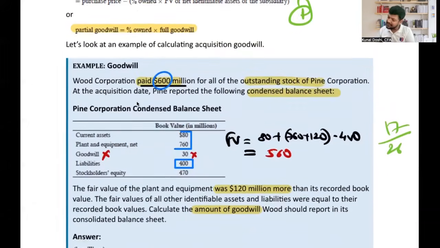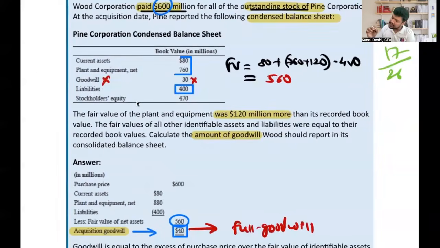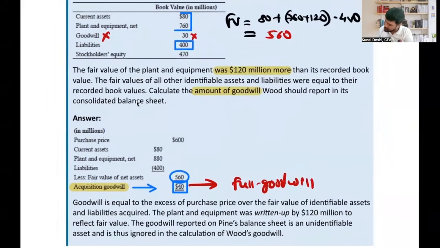So whatever is the purchase price that you paid, for example, Wood Corporation paid 600 million for all of the outstanding stock. So that is the total value, right? Minus the fair value of the net asset. So that difference is called the full goodwill. So purchase price minus the fair value of the net asset. This is my full goodwill.